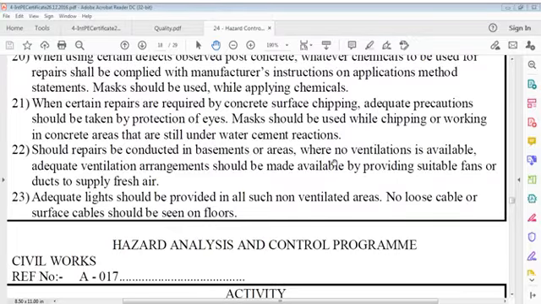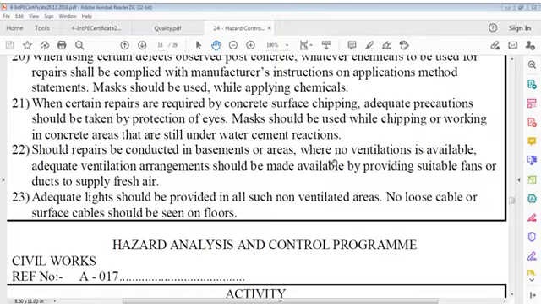When certain repairs are required by concrete surface chipping, adequate precautions should be taken, such as protection of eyes. A mask should be used while chipping or working in concrete areas that are still undergoing cement reactions.